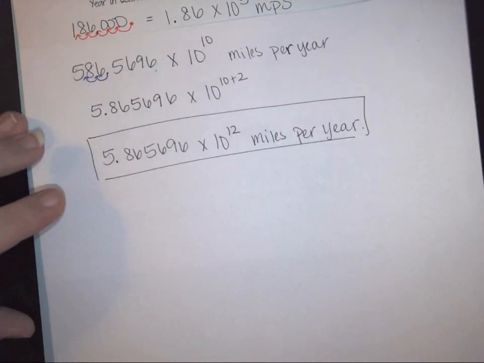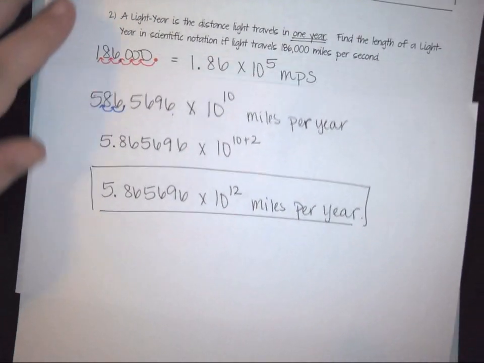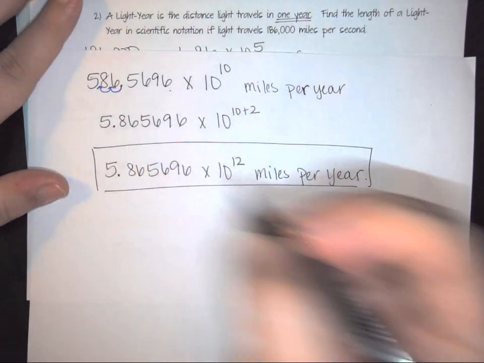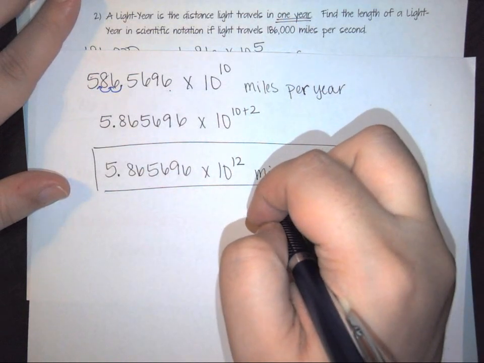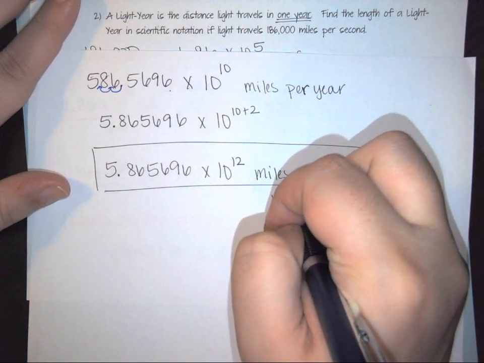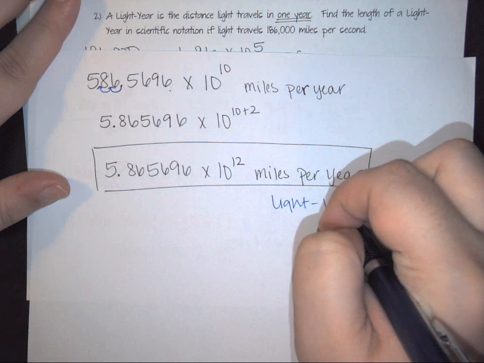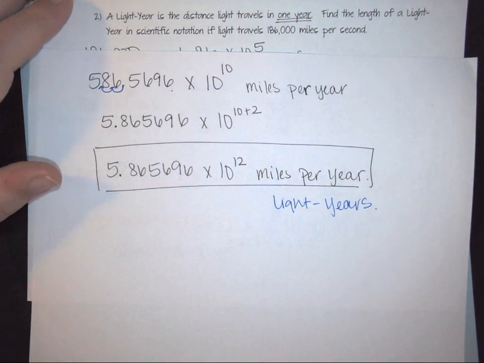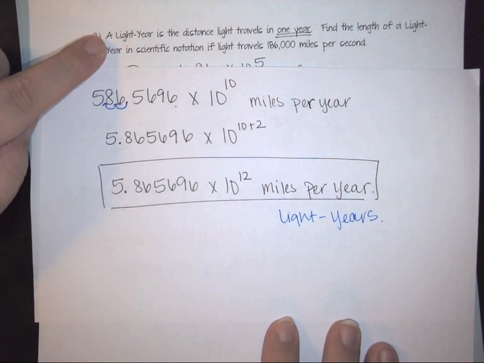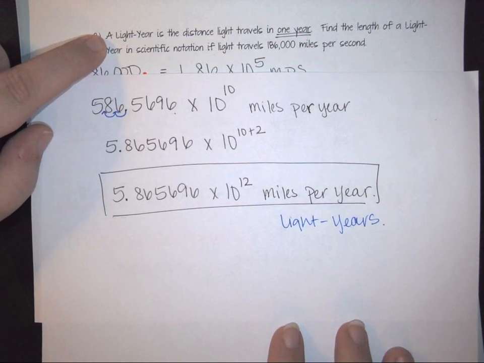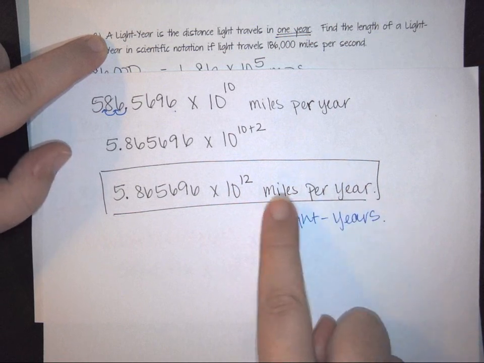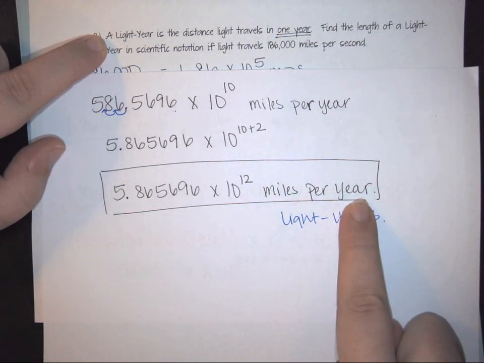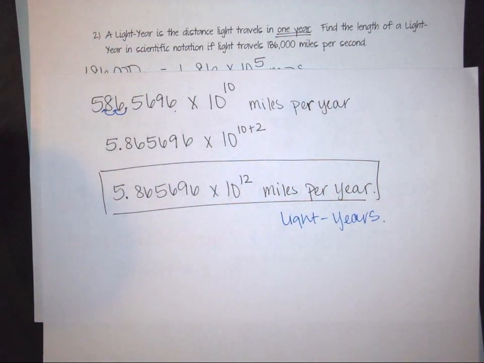Now the other way that you could write your answer would have been, instead of saying per year, to say light years. And the reason you could call it light years is because of your definition in the beginning, that a light year is a distance traveled in 1 year. Since we're talking about miles per year, we're talking about a distance traveled in 1 year. So the other way you could have labeled that would have been to say light years.